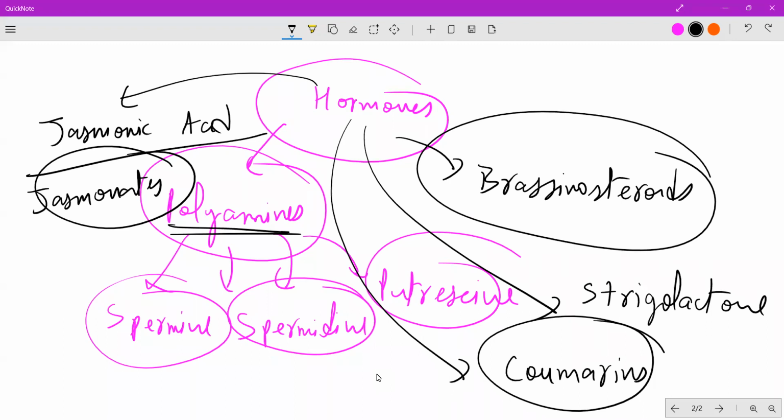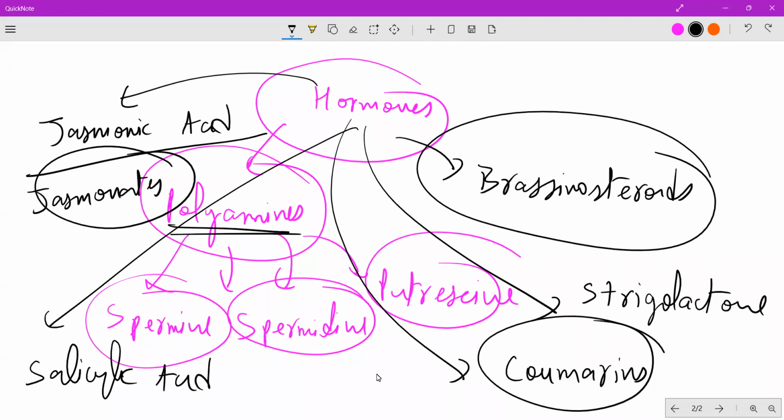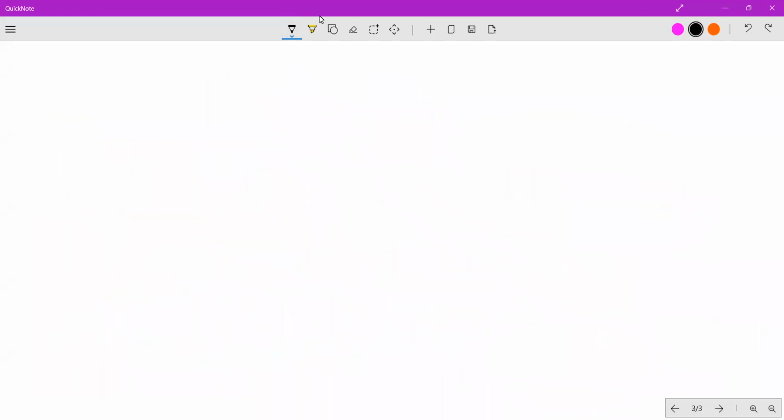We are not done yet. We have another hormone which is called salicylic acid. Salicylic acid. So we have a variety of other hormones here in the plant. So look at how many hormones we have talked about. Look at this. Jasmonic acid, we have jasmonates, we have polyamines, we have salicylic acid, we have brassinosteroids, we have strigolactone, we have coumarins. So look at the different kinds of hormones. And these we don't study in college at all. Okay. So you can yourself see that phytohormones is a very diverse topic. It is very big. It's a very diverse topic.